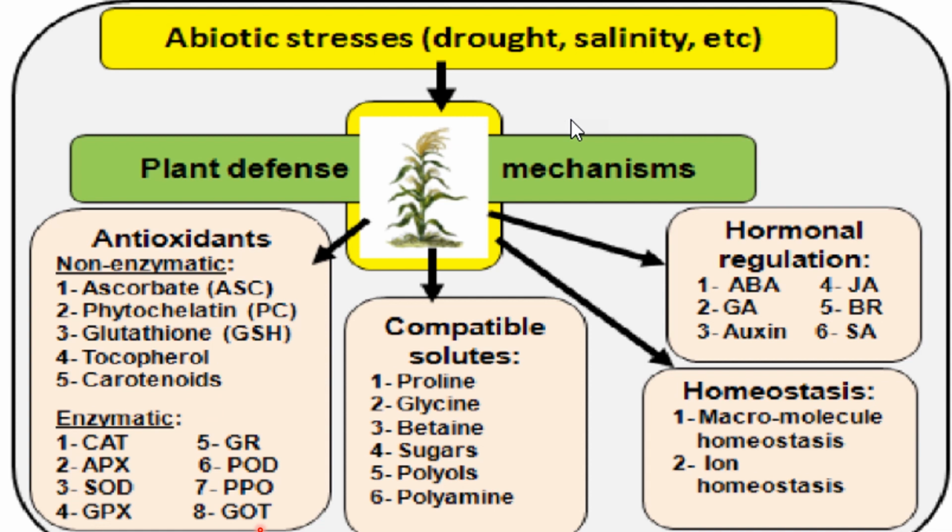Then we have these enzymes that scavenge free radicals: catalases, peroxidases, SOD, superoxide dismutase, which can move them into hydrogen peroxide and then turn them into water to get rid of them. Go figure. Then it can also produce these compatible solutes, things like proline, which is an amino acid, glycine betaines, which are nitrogen compounds, polyamines, which are hormones.